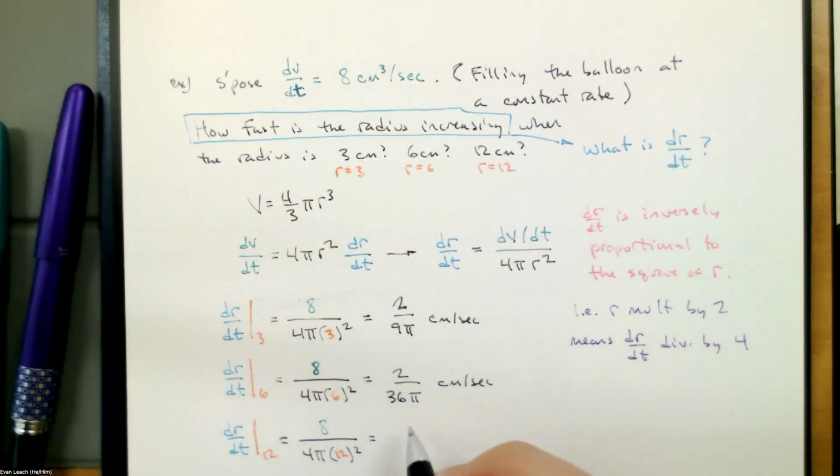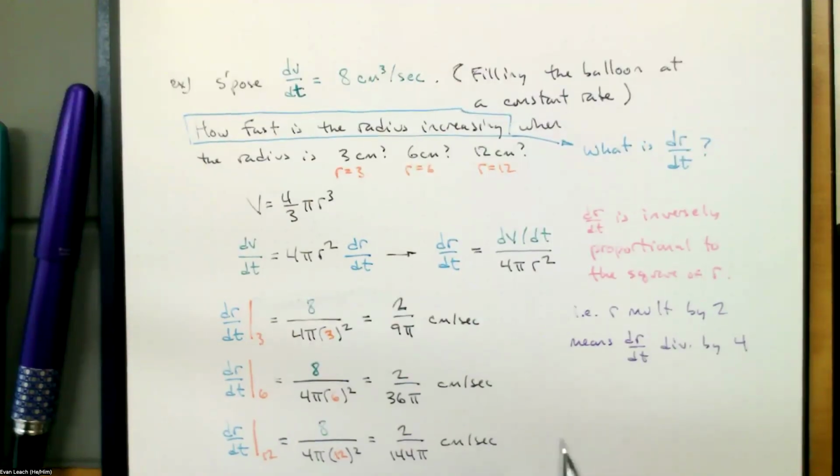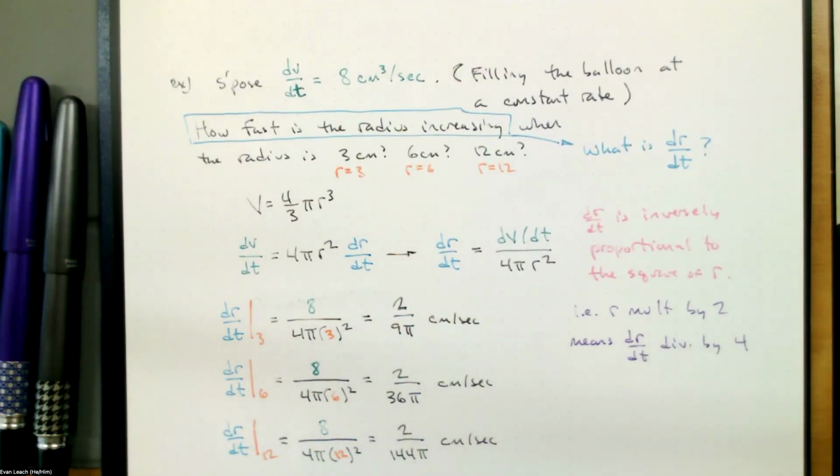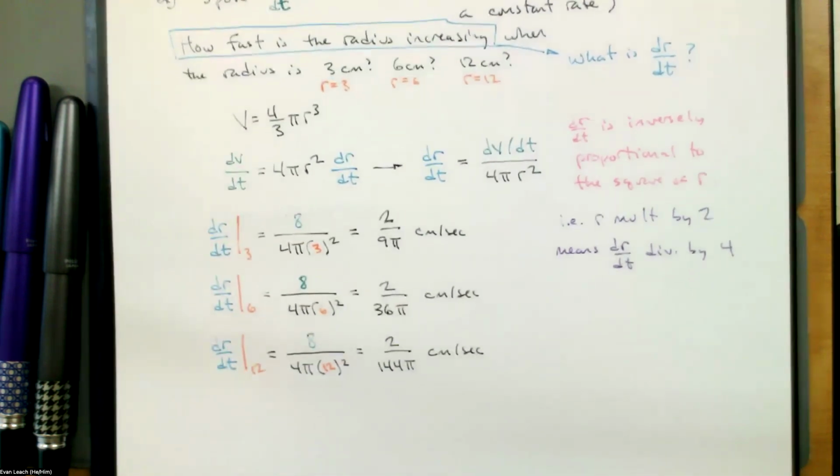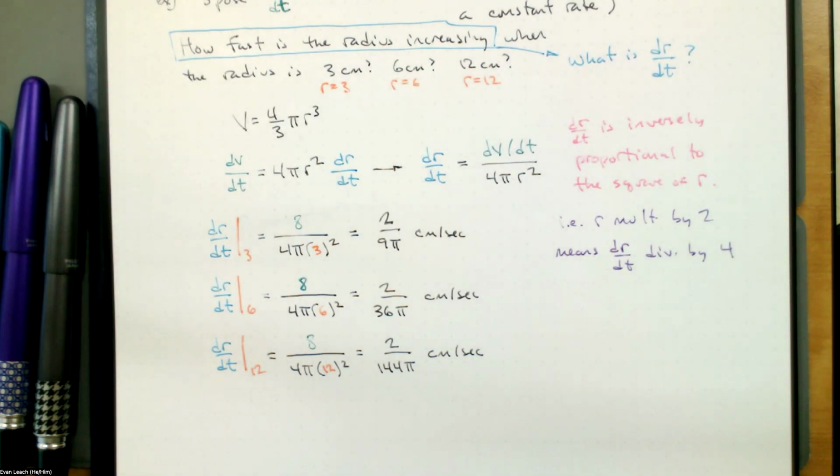Color coded, so then I couldn't stop. So here we double the radius again, and here we divide dr/dt by 4. Questions? Does everybody think?